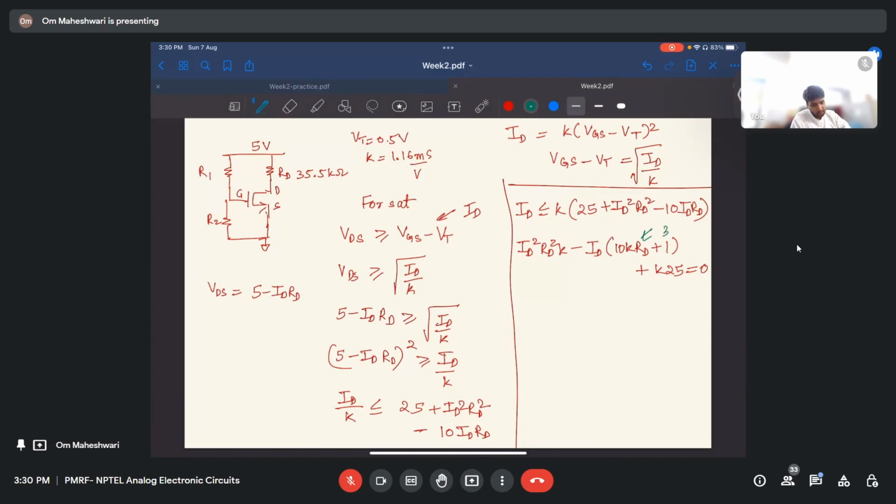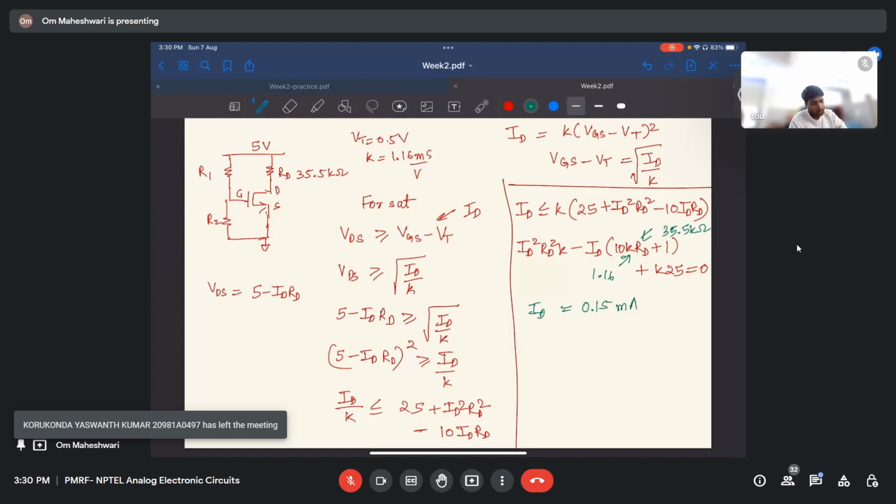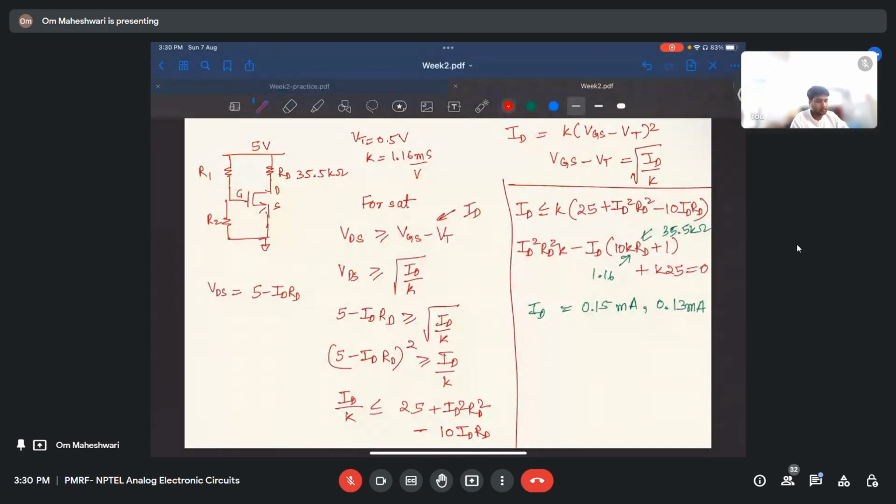RD we know, 35.5 kilo ohms, and K we also know, 1.16. We have to find ID. So it will give us two values of ID. ID will be equal to 0.15 milliamps and 0.13 milliamps. Then again, we have to see if these both satisfy our conditions or not, right?